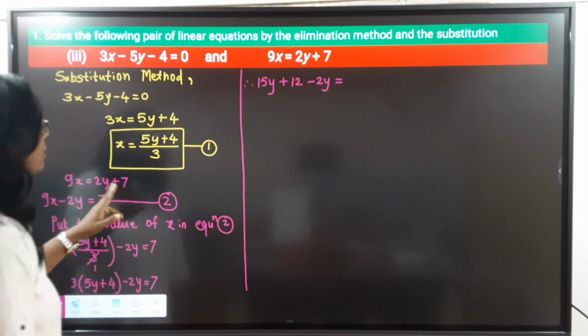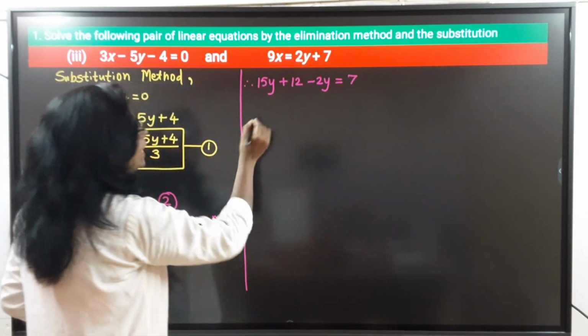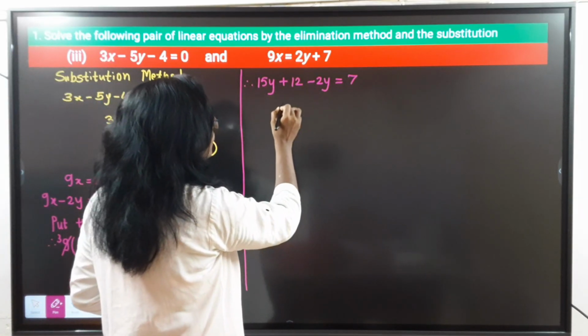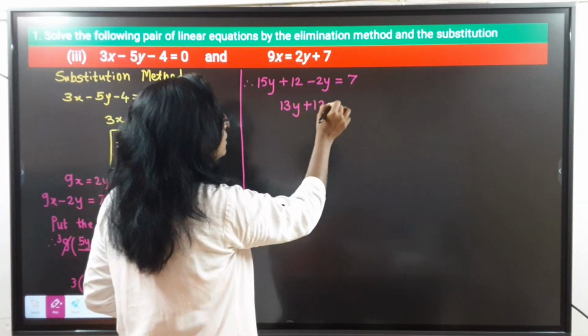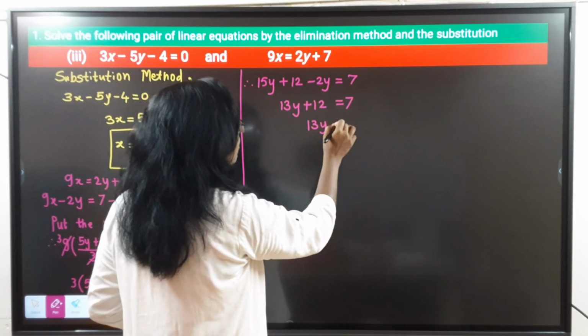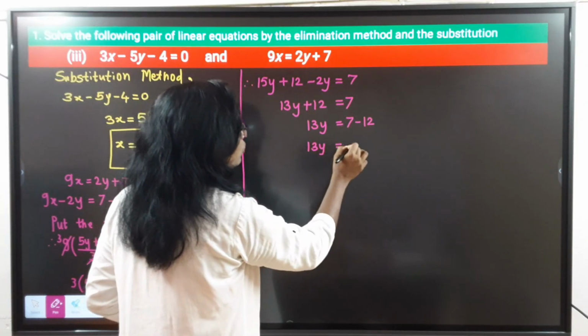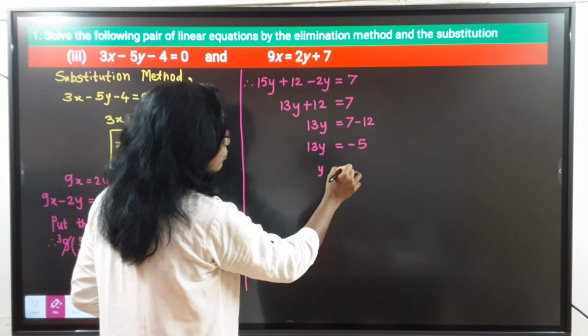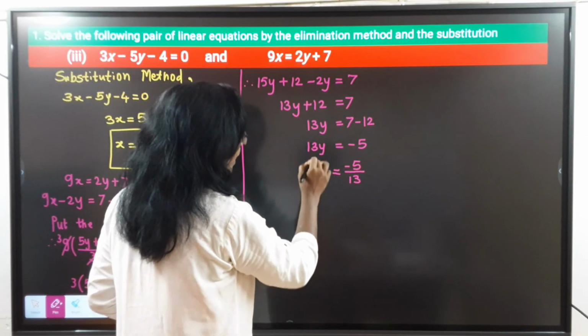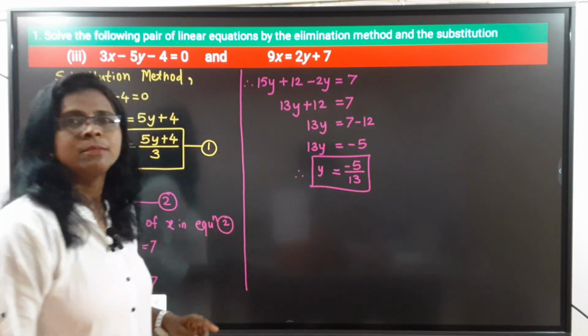Okay students, is equal to 7. So that means 15y minus 2y, that is 13y plus 12 is equal to 7. So 13y is equal to 7 minus 12. So 13y is equal to minus 5. So y is equal to minus 5 upon 13. Therefore y is equal to minus 5 upon 13.